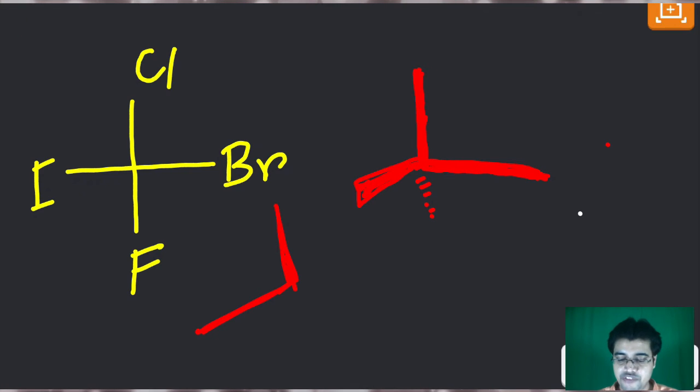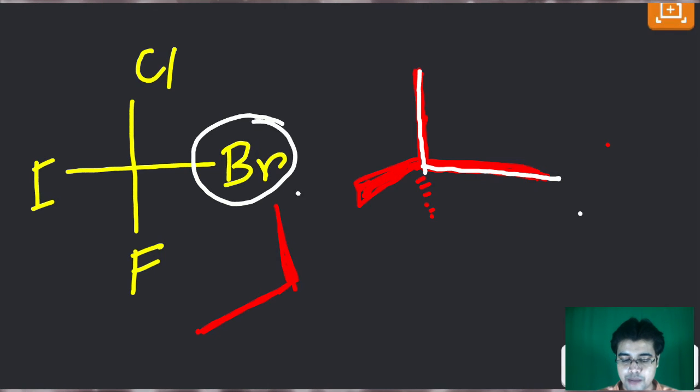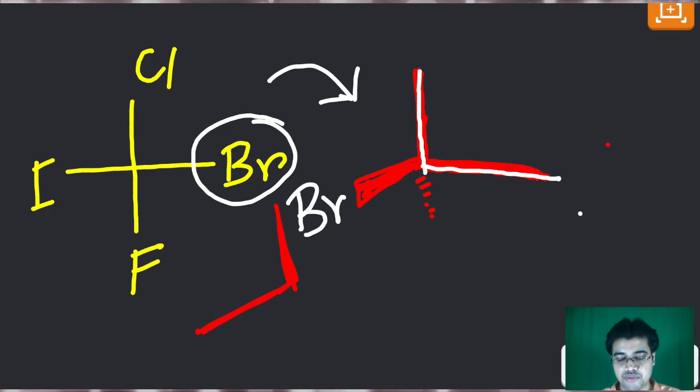That means if you bend the line to the right hand side, the group which exists on the right hand side will go to the up position. Is it clear? When you convert the Fischer to flying wedge, you have to write in up and down form. Then the question arises: which group will go to the upside, which group will go to the downside?